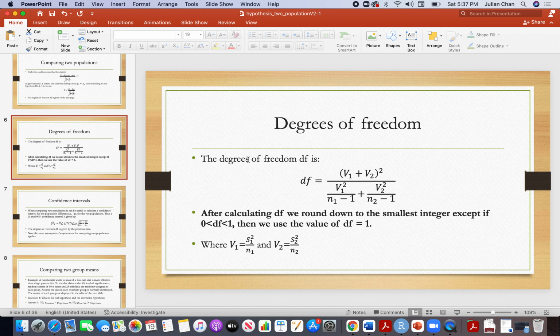Let's consider this example in which a nutritionist wants to know if a low-carb diet is more effective than a high-protein diet. To test this claim at the 5% level of significance, a random sample of 50 is taken, and 25 individuals are randomly assigned to each group. Assume the data in each treatment group is normally distributed, and the results are displayed in the table on the next slide. So after the data has been collected, they might be nicely summarized for you in this table.